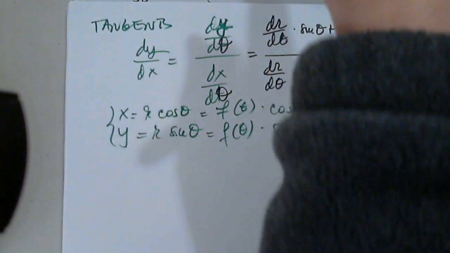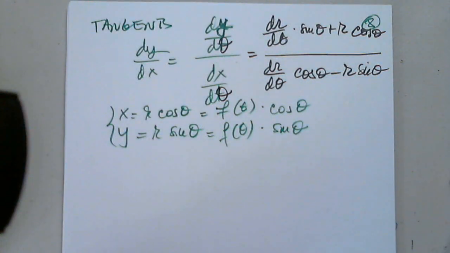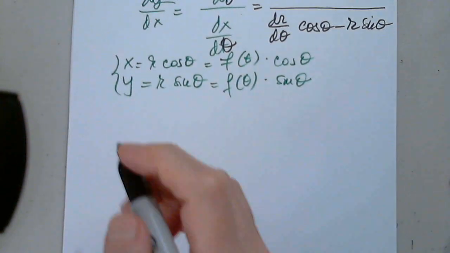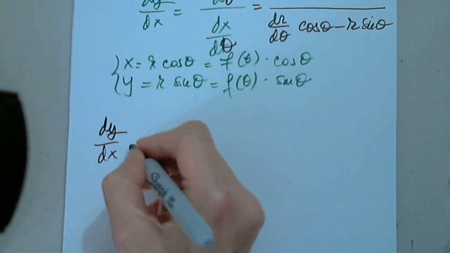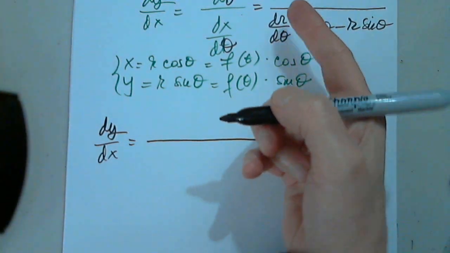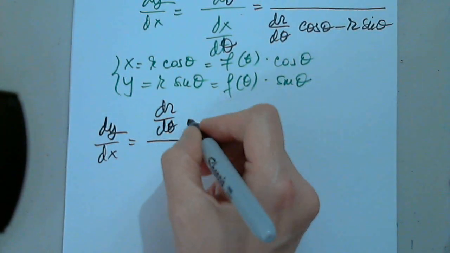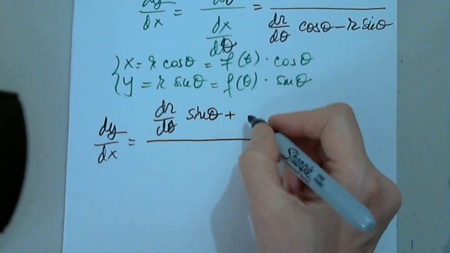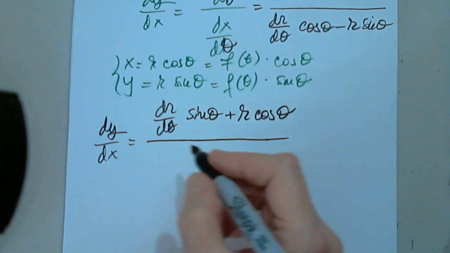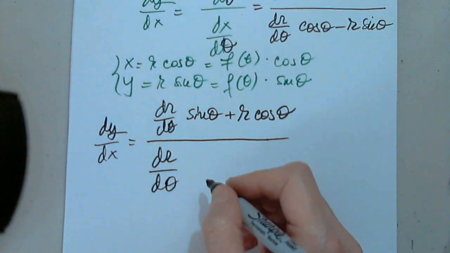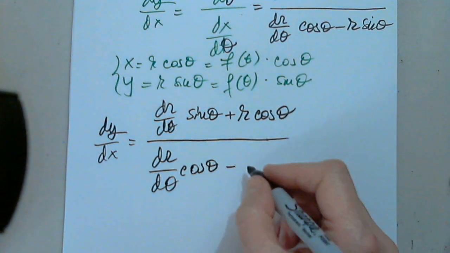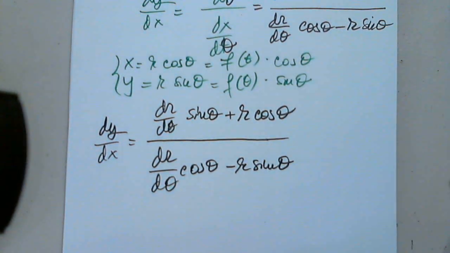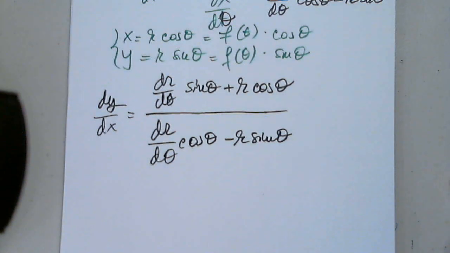So I'm going to write the formula one more time because of that page number there, it may be confusing. So then we are looking at dy over dx, which is dr over d theta times sine theta plus r cosine theta, over dr over d theta times cosine theta, but minus r sine theta. And based on this, we can determine tangents, slopes, vertical tangents, horizontal tangents.